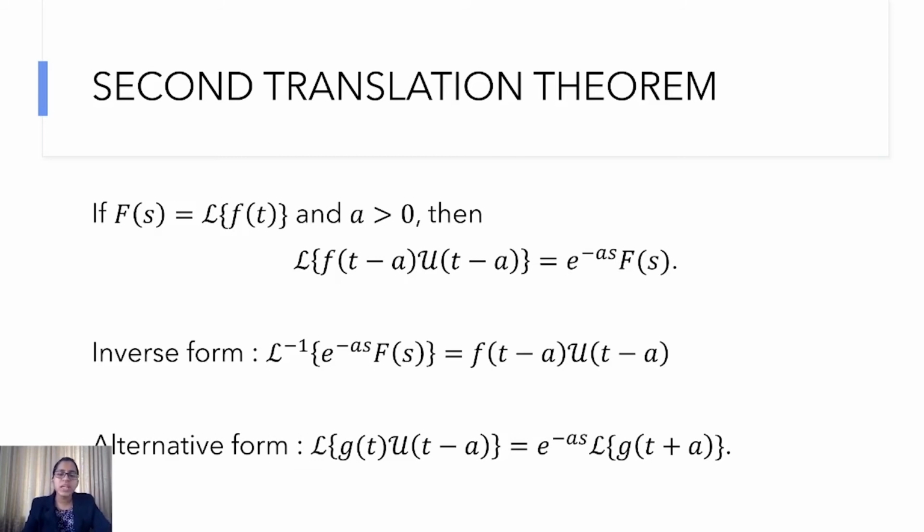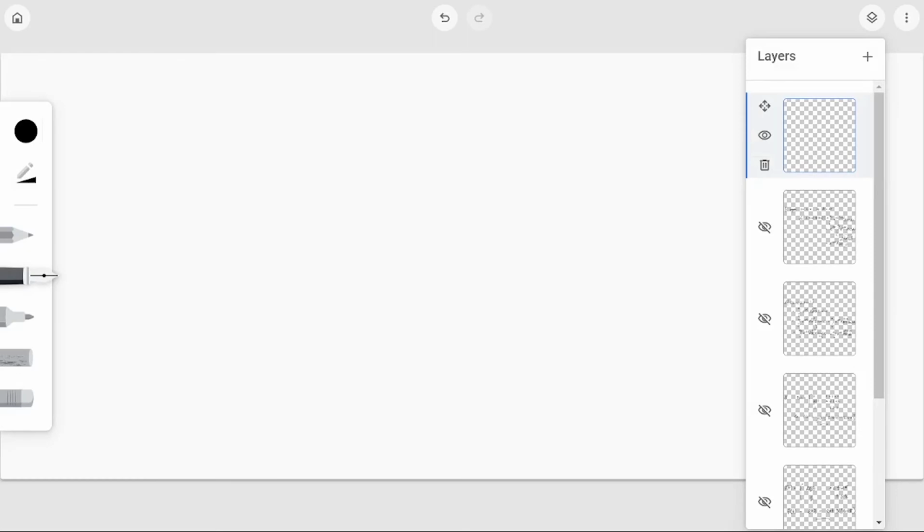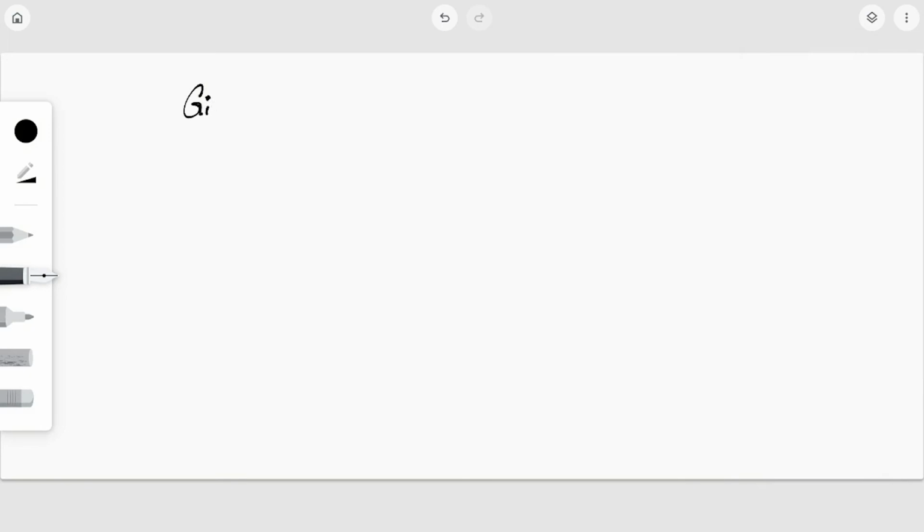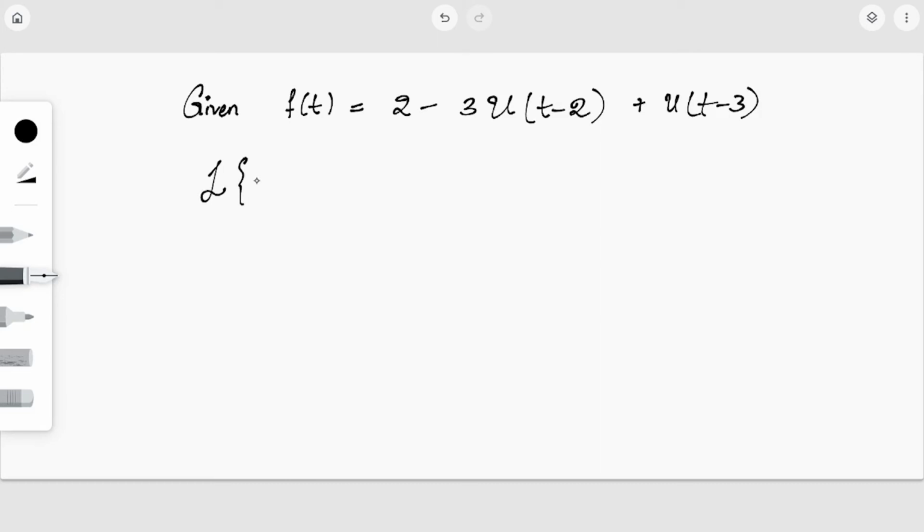Now we shall be using this Laplace transform as well as the corresponding inverse form to do various problems, to solve the initial value problem and all. So first let us see how we can solve simple direct problems, then we'll move on to the solution of the differential equation. So first of all, let's do a simple problem. Given f of t is equal to 2 minus 3 into the unit step function u of t minus 2 plus u of t minus 3. If the function is given in such a manner, what will be the Laplace transform of f of t? This is the problem. Okay, so how can we determine the Laplace transform?